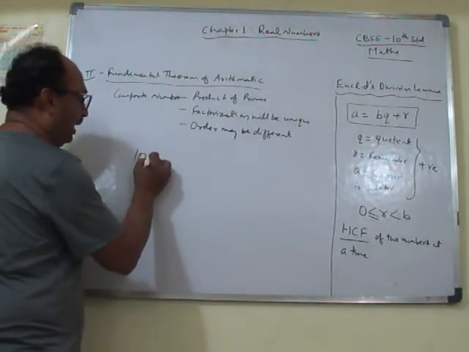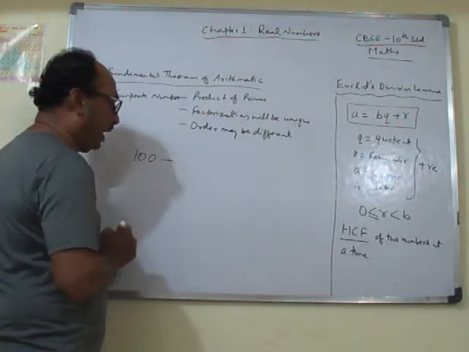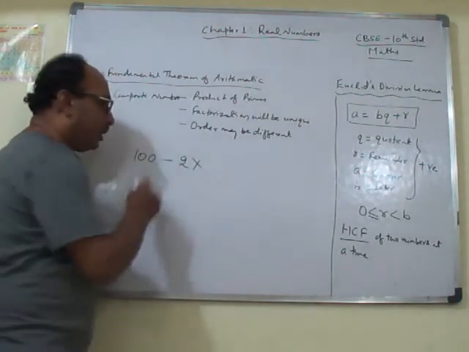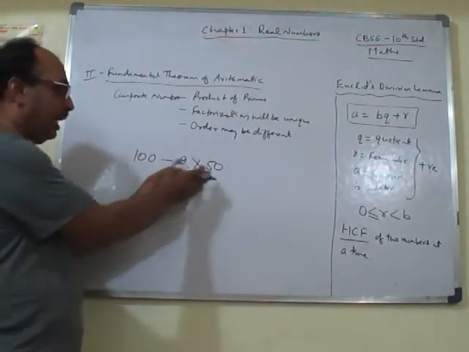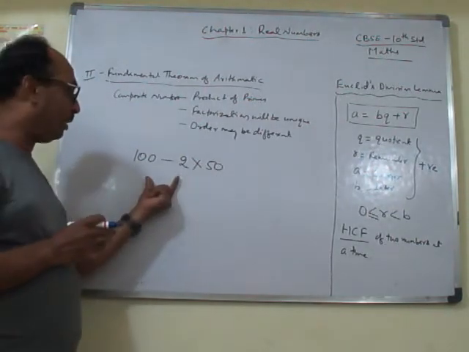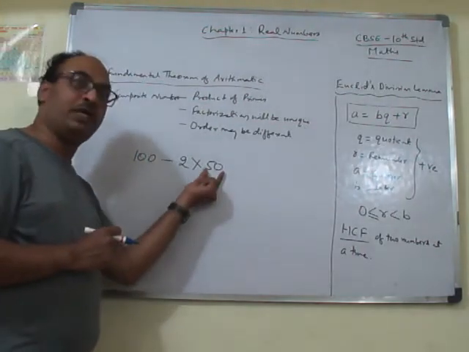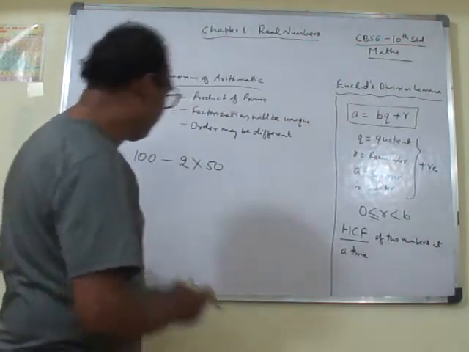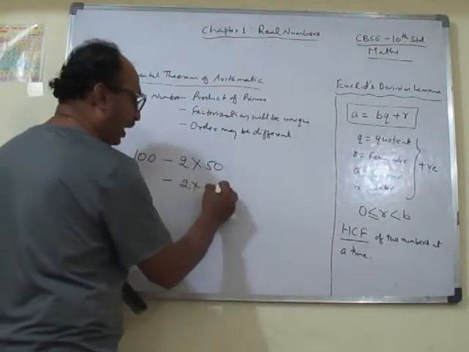Suppose the number 100 is given to us; then we need to convert it into a product of primes. If I write 2 first, so 2 into 50. For my reference, I am writing 50, though 50 is not a prime number, I know. I have written 100 as 2 into 50. Now my job is to convert this 50 into a product of primes. So for this 50, I will write 5 into 10.